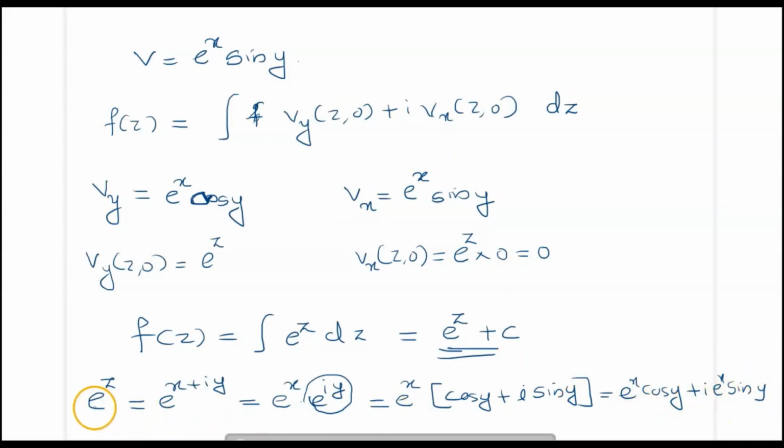So e raised to z is an analytic function with the real part e raised to x cos y and imaginary part e raised to x sin y. So e raised to x sin y is the imaginary part of the analytic function e raised to z. So here f of z is equal to e raised to z plus the integrating constant, let it be 0. So v equal to e raised to x sin y is the imaginary part of analytic function e raised to z.